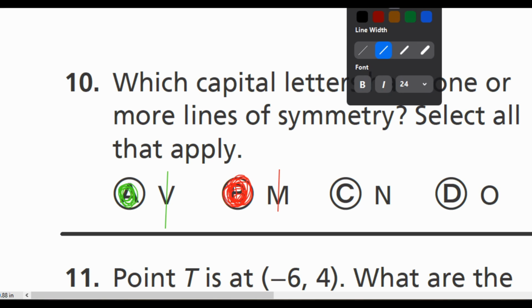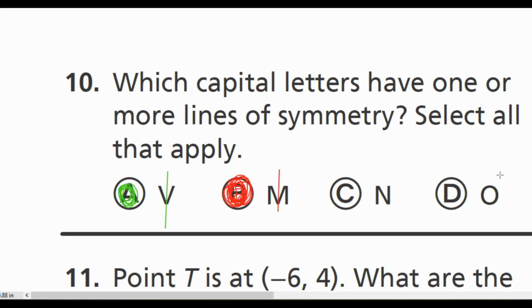All right, here's one where no matter what, I can just randomly start drawing through the center and I will always get some sort of symmetry out of this. Your circle is your perfect symmetrical polygon object. So for this one, A, B, and D are without a doubt correct. Let's move on to number 11.